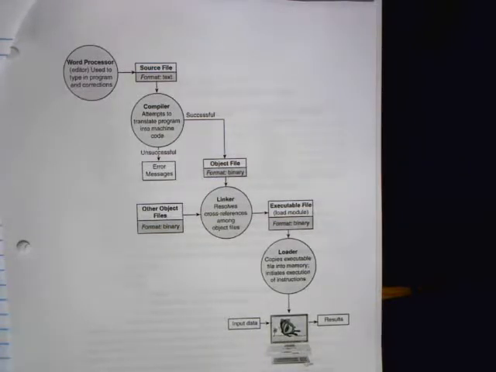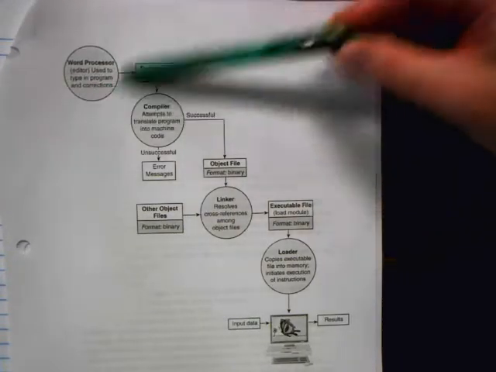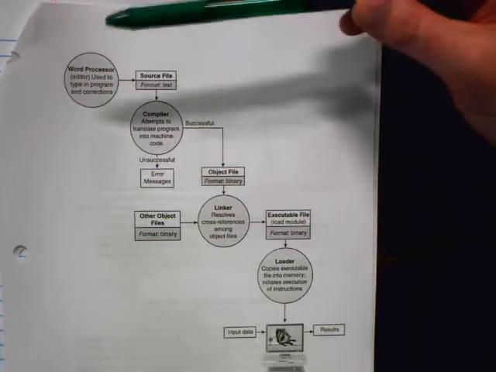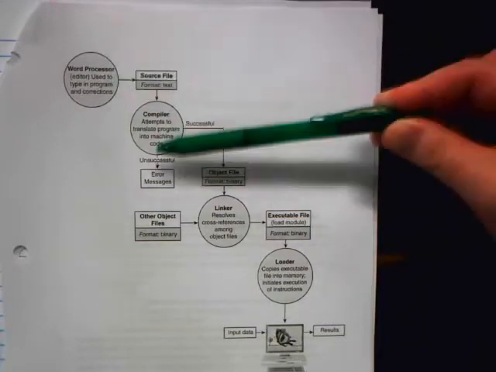Okay, so here's what happens when you run a program. You're going to type the program into the computer, and we're going to use a software called Visual Studio to type it in. And when you get it all typed in, you're going to do something called Build It, and Build It sends it to the compiler.